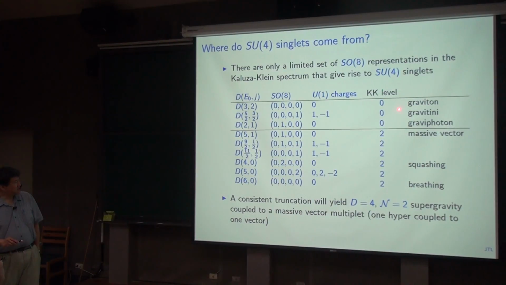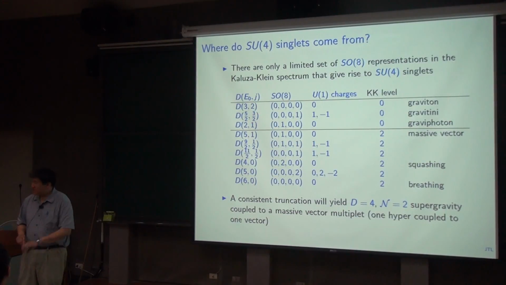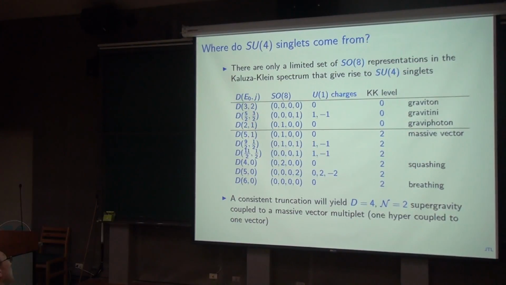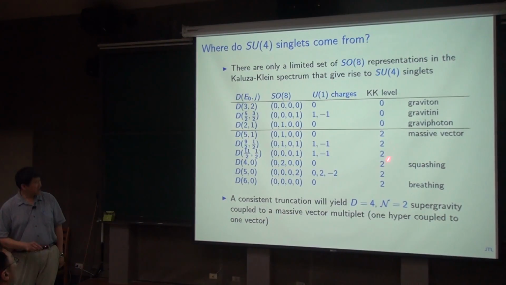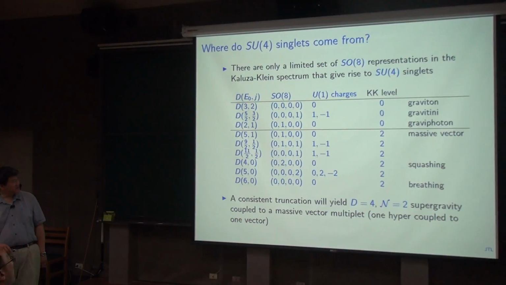is at Kaluza-Klein level 0, there are 3 states that survive. There's a graviton, spin 2. There's a gravitino over here, spin 3/2. And there's a graviphoton, spin 1 over here. Graviton, gravitino, graviphoton, that forms an n equals 2 supergravity multiplet in 4 dimensions. Nothing survives from Kaluza-Klein level 1. You jump up to Kaluza-Klein level 2, and these states survive. And no higher Kaluza-Klein level survives.